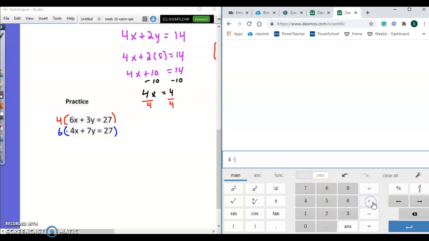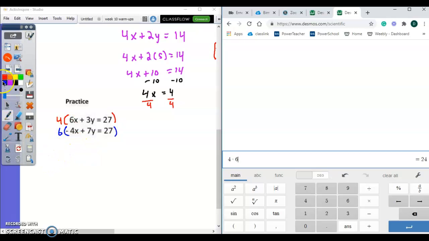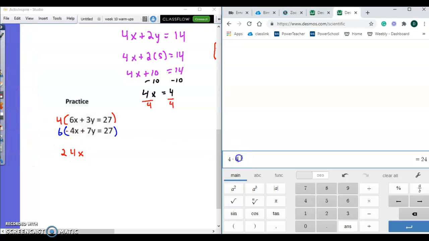I'm going to put times, and I'm going to put 4 times 6 from that first one, which would be 24. So this would be 24x. 4 times 3 is 12. So plus 12y equals, and then 4 times 27 equals 108.